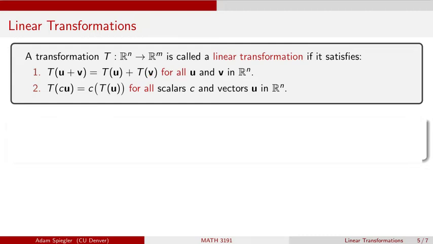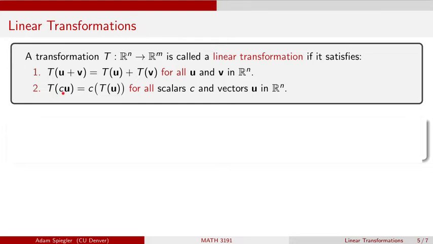And this needs to be true for all possible pairs of vectors u and v in the domain, which is Rn. So if this works for some, but not all, then the map is not a linear transformation. But if this works for any pair of vectors in Rn, then that's the first property.